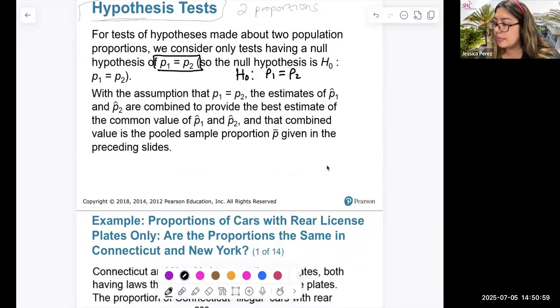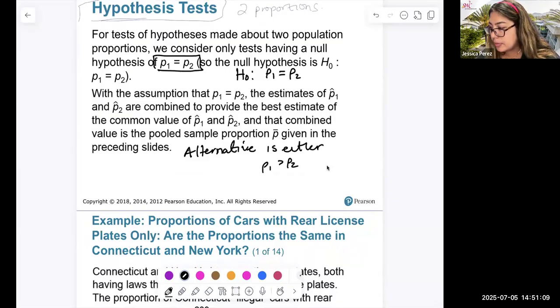Then the alternative is either p1 greater than p2, p1 less than p2, or p1 not equal to p2. Those are the other choices for H1, right? Your alternative hypotheses.